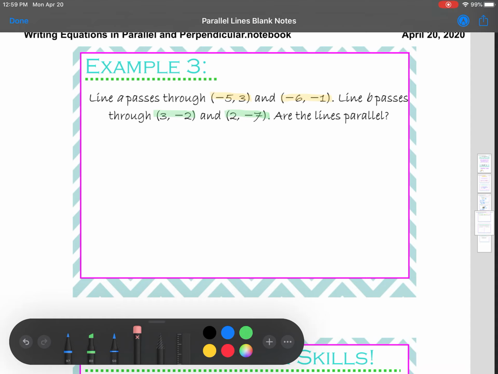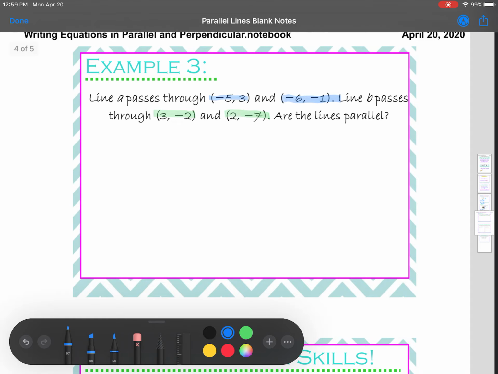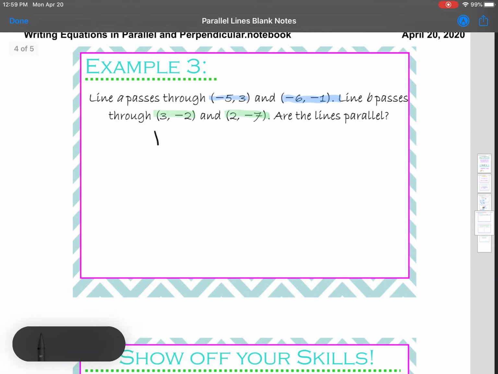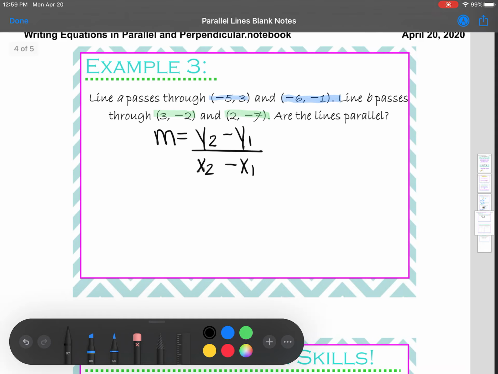I'm actually going to change this highlight to a different color. There we go. Just do blue. Okay, now I'm going to find the slope for both of these and see if they're the same, then the lines are parallel. So remember, slope formula is m equals y2 minus y1 over x2 minus x1. Okay, so let's start with my blues.